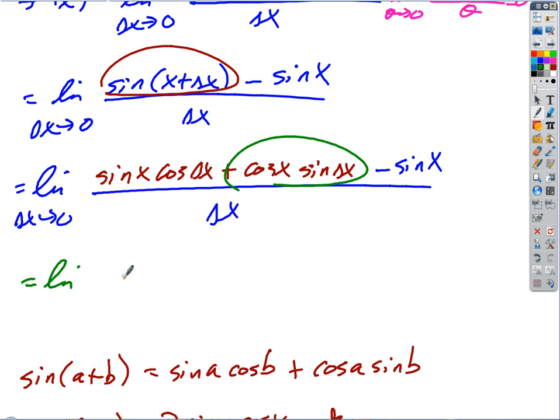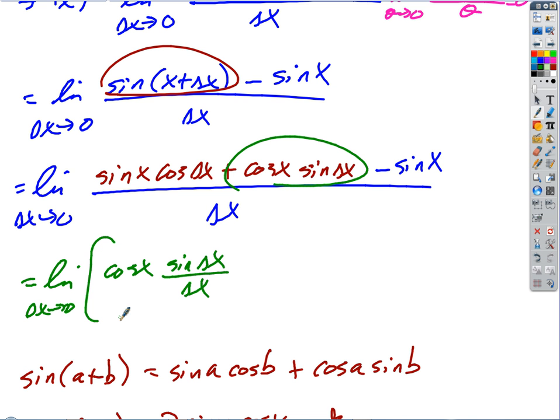I get the limit of cosine x times sine delta x over delta x, right? Okay. So there's that one. What about the other 2? If I look at the other 2, I just ignore this guy. I've got a sine x cosine delta x minus sine x. That looks a little messy, but it's always helpful if we can try to get things factored. Is there something I could factor out of both of those 2 terms?